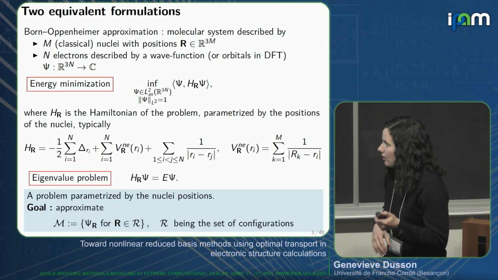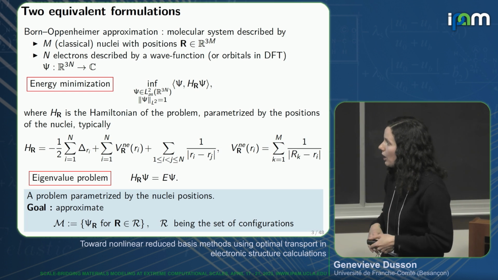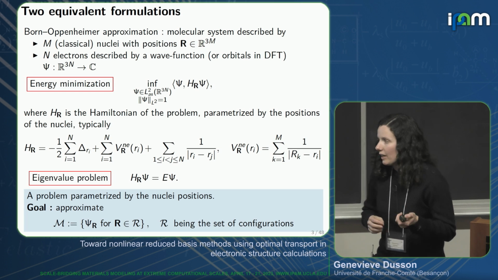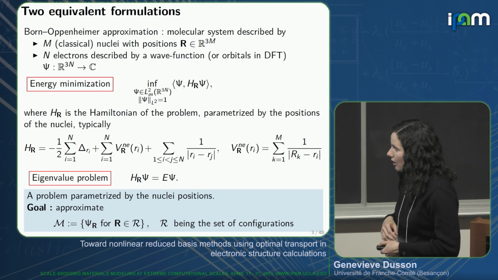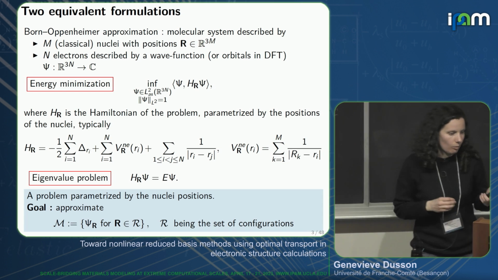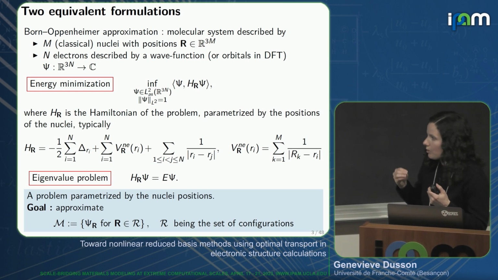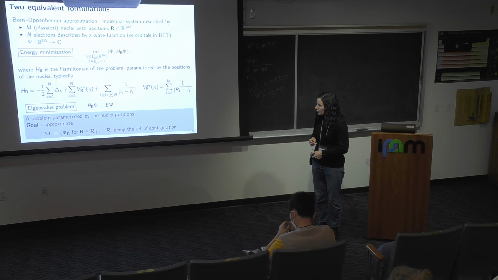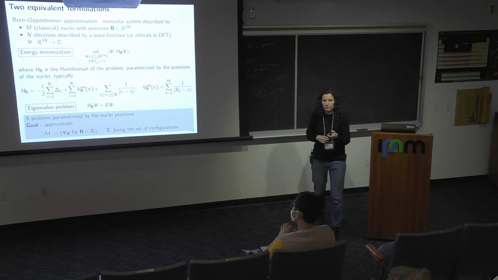And so if we write the first order Euler-Lagrange equations of this problem, then we find an eigenvalue problem to solve: H(R) psi equals E psi, and H(R) is the same Hamiltonian of the system. In general, this problem is parametrized by the positions of the nuclei in the system. And so what I want to try to do in this presentation is to approximate the full set of solutions for nuclei positions which live in some set of configurations that I choose.